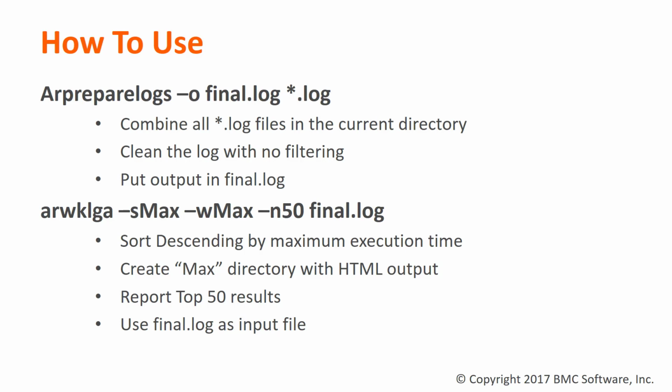Next we'll run ARWKLGA, and we'll pass the -s parameter with the max option and the -w parameter with an option which specifies the name of the directory to put the HTML output. We'll also provide the -n parameter of 50, which says to log the top 50 longest executing items. And it will use final.log as input.